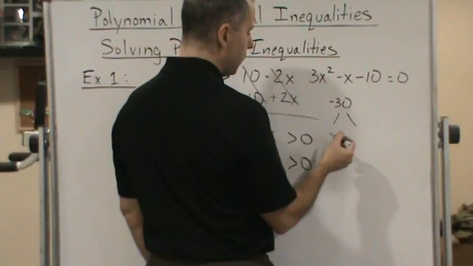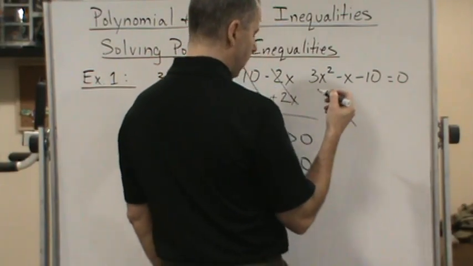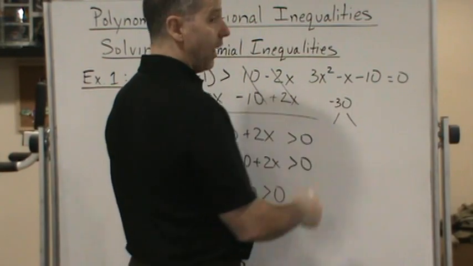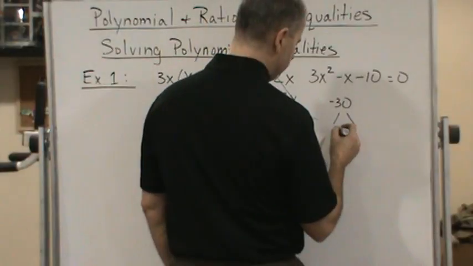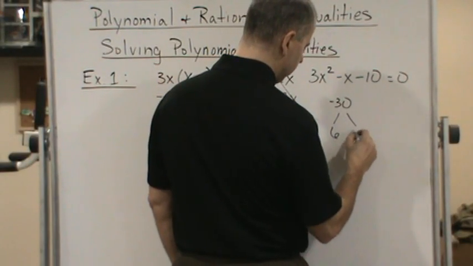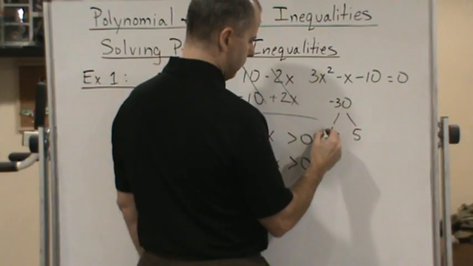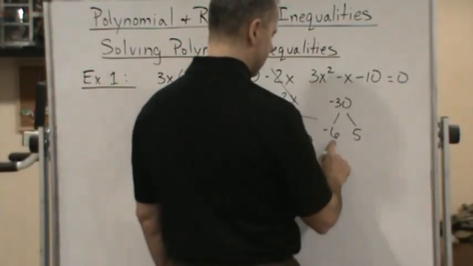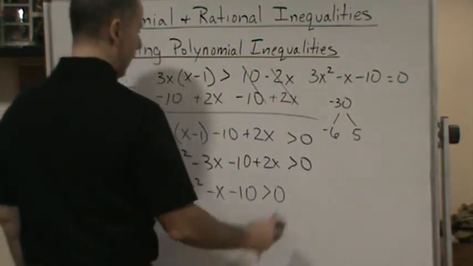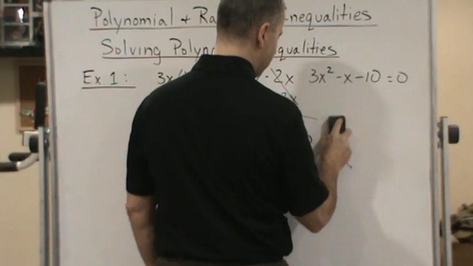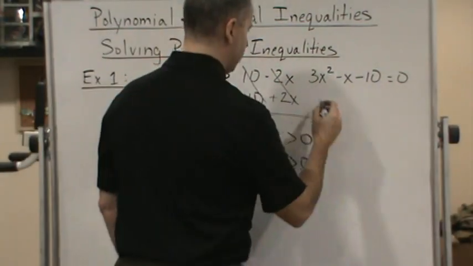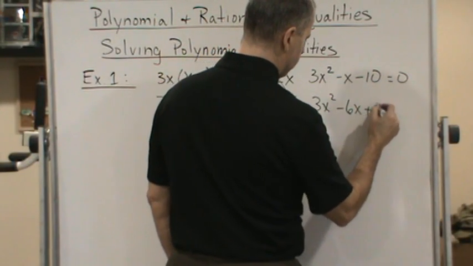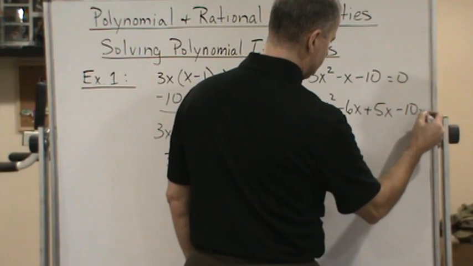So in this case here, let's see, we got 3 times 10. 6 times 5. Perfect. 6 times 5. Okay, we got 6 and 5. Now, the middle term is negative, so that means the 6, because it's larger, is negative. So it's going to be negative 6 and 5. Now we're going to decompose the middle term with those two factors, negative 6 and 5. So we got 3x squared minus 6x plus 5x minus 10 is equal to 0.